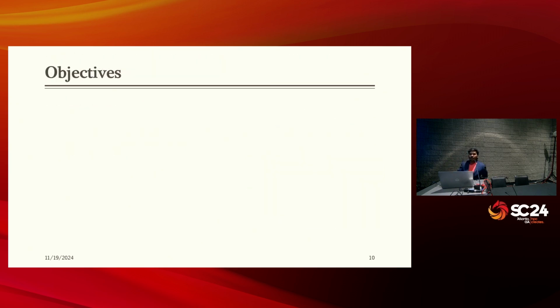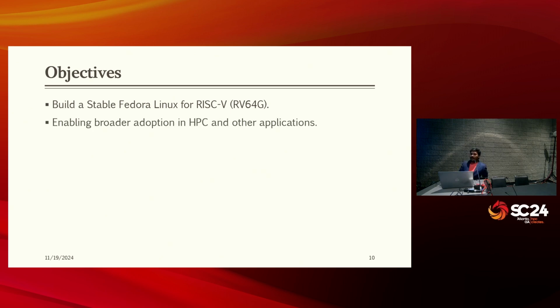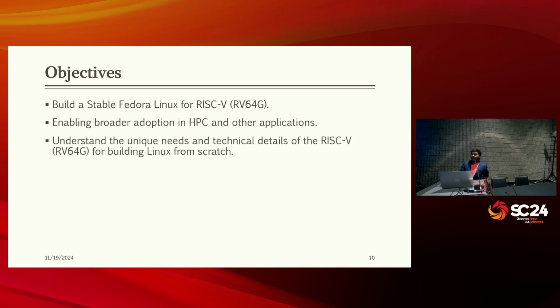Next, I am going to talk about the objective of my project. The objective of my project is to build a stable Fedora Linux distribution for the RISC-V RV64G variant, enabling broader adoption in HPC and other applications, and understanding the unique needs and technical details of the RISC-V RV64G for building Linux from scratch.